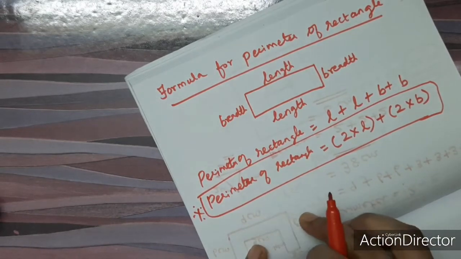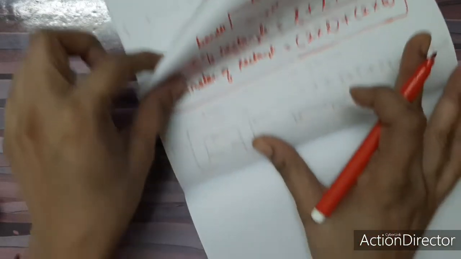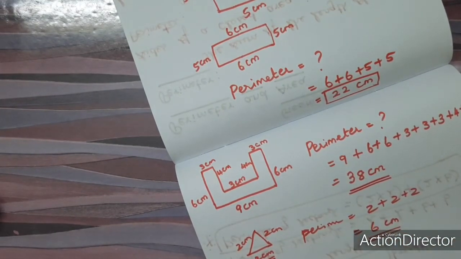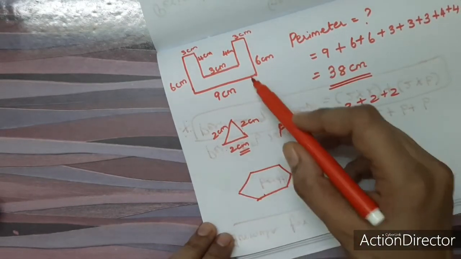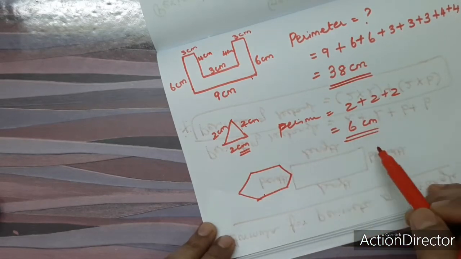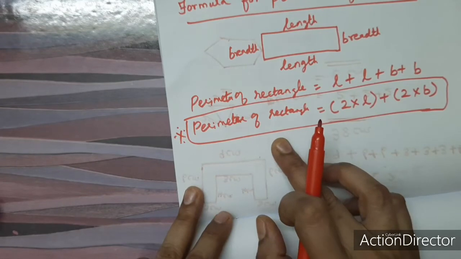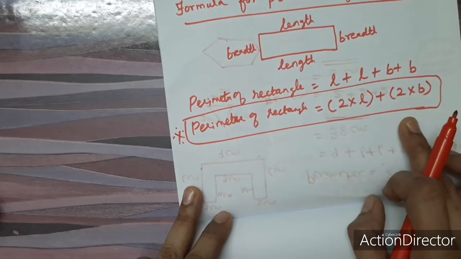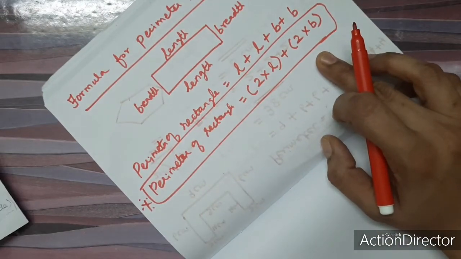If there are any other shapes, other than this one, consider this is one shape. Like this shape, you can simply add all the sides and write the answer. But to find the perimeter of a rectangle, we have a formula, that is perimeter of rectangle is 2 into length plus 2 into breadth. So this is the formula for perimeter of rectangle. With using this formula only, we can find the answer.